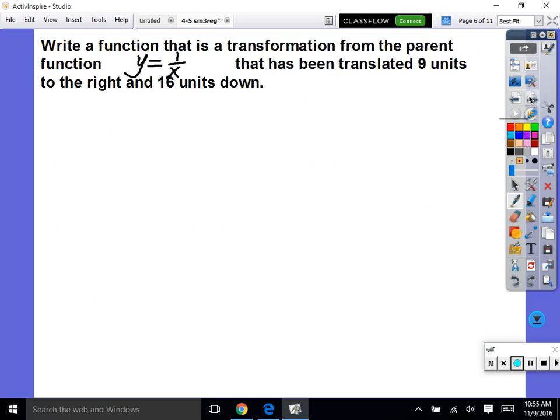Do this one. Write a function that is a transformation from the parent function y is equal to 1 over x that has been translated 9 units to the right and 16 units down. So that's our parent function. It's been translated 9 units to the right. Isn't shift left and right grouped in with x? So we should have y is equal to 1 over grouped in with x minus 9, and then it's 16 units down, so minus 16. That's a shift from the parent function.